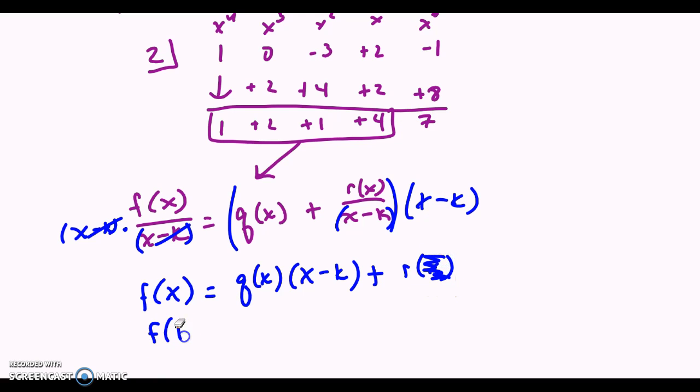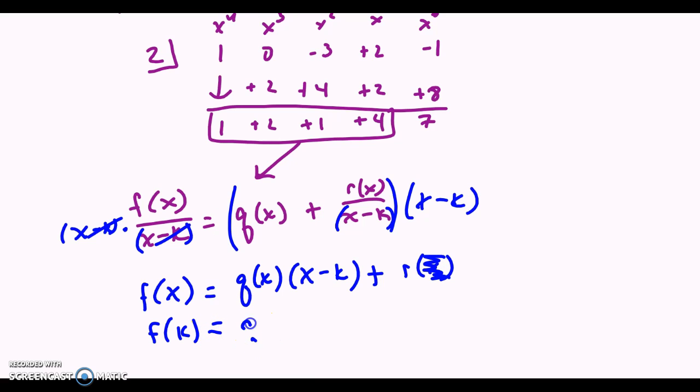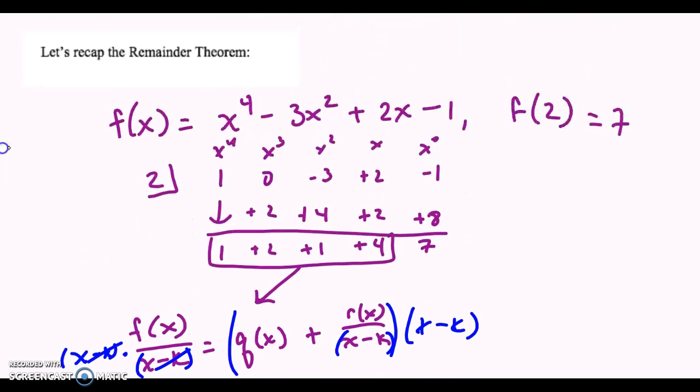And if I plug in k, I get f of k equals q of k times k minus k plus r. K minus k is 0, and f of k is equal to r, which means it works. If I ever want to plug a value into a function, all I need to do is synthetic division, and the remainder is my answer.